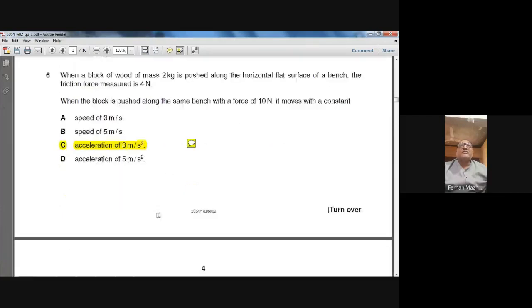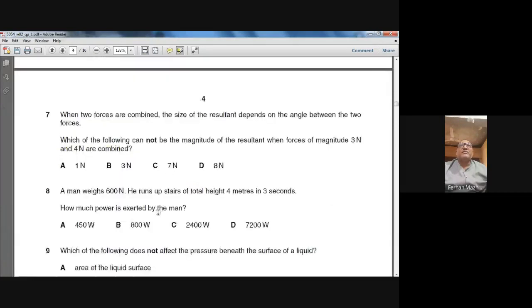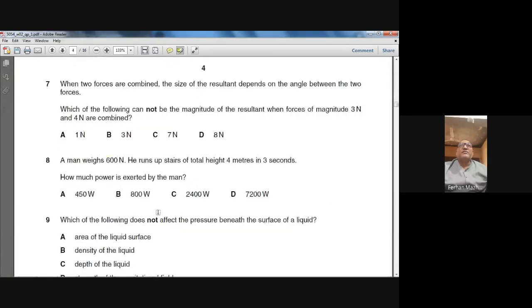Okay. Question number 7 is on your screen. When two forces are combined, the size of the resultant depends on the angle between the two forces. Which of the following cannot be the magnitude of the resultant when the forces of magnitude 3 Newton and 4 Newton are combined?